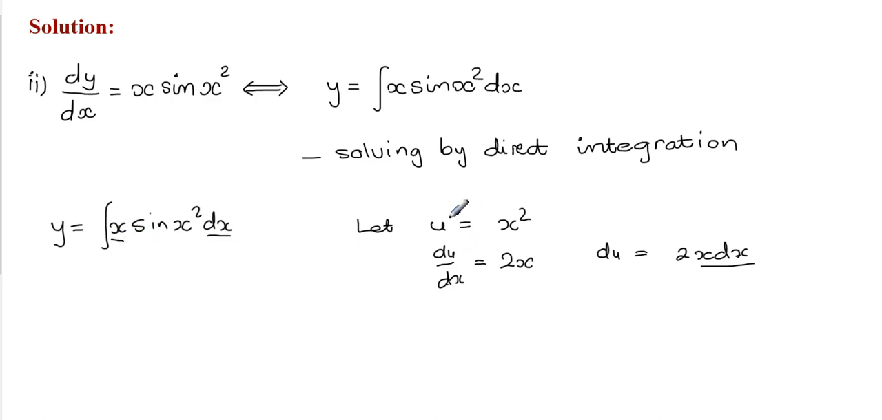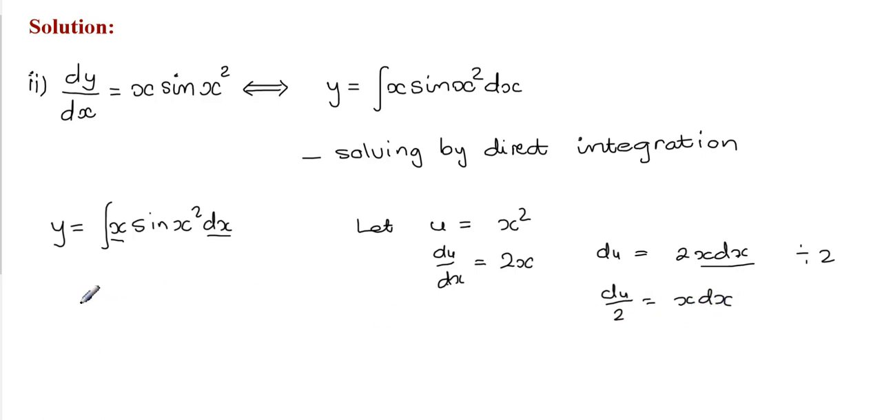And now since we're changing the variable from x to u, we must find an expression of u with which to substitute these two factors here. The simplest thing you can do is divide both sides by 2, then you get du over 2 equals x dx. In that case, we now have an expression in terms of u to substitute these two factors.